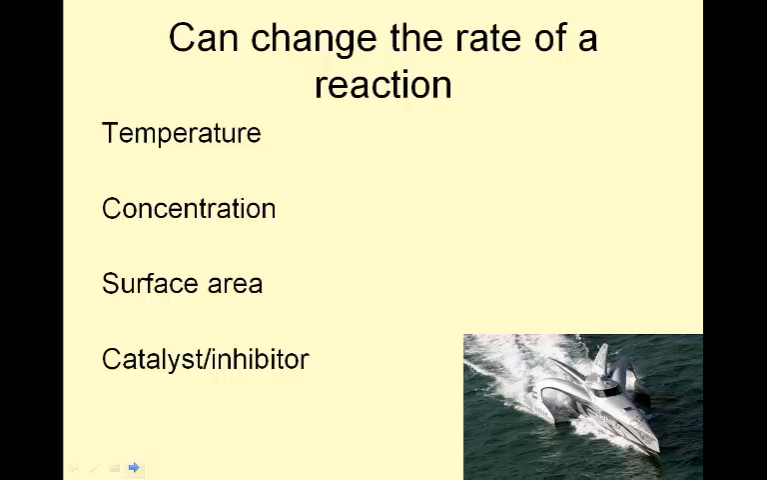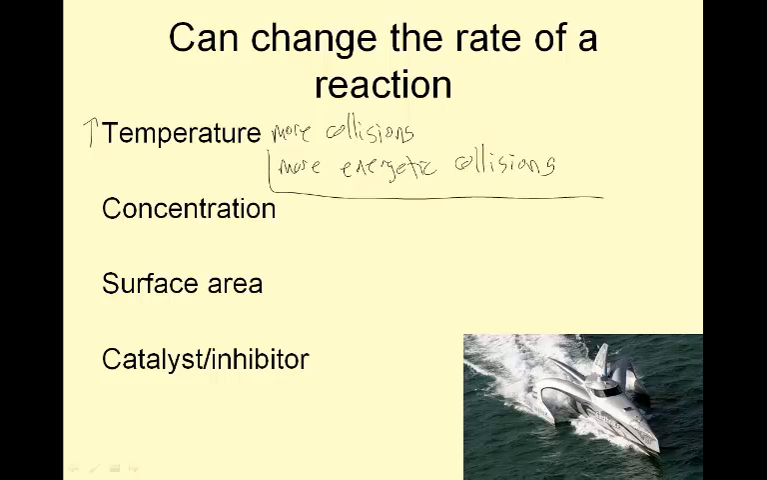I can change the rate of reaction by temperature. I'm going to talk about increasing each of these. If I increase the temperature, I will have more collisions. Right? Because particles are moving faster, I'll have more collisions. I'll also have more energetic collisions. And a lot of collisions happen that don't have enough energy. And this one is way more important.